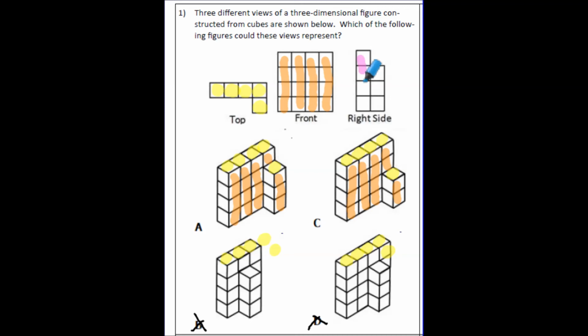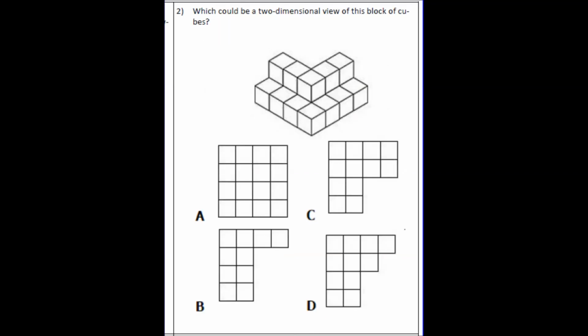Now, looking at the side view, I have a column of 4, then a column of 3. So I have a column of 4, and then I have a column of 3. Here I have a column of 4, but then I have a column of 2. So now the right side, or the left side here, right side and left side would be equivalent, isn't correct, and A is the figure being shown with those views.